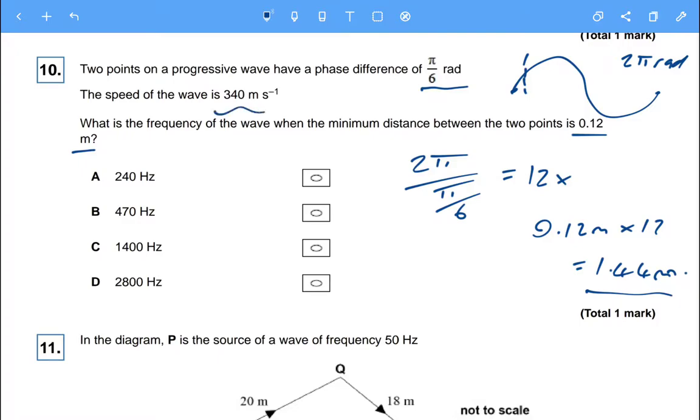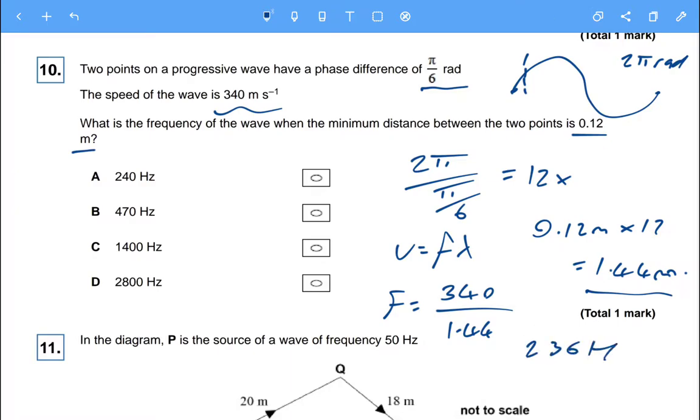Now we've got wavelength, we've got the wave speed. So we could just use v equals f lambda and rearrange to get frequency. So frequency is the wave speed, which is 340, divided by the wavelength, which is 1.44 meters. If you put that in your calculator, you'll get 236 hertz. So the answer is A.